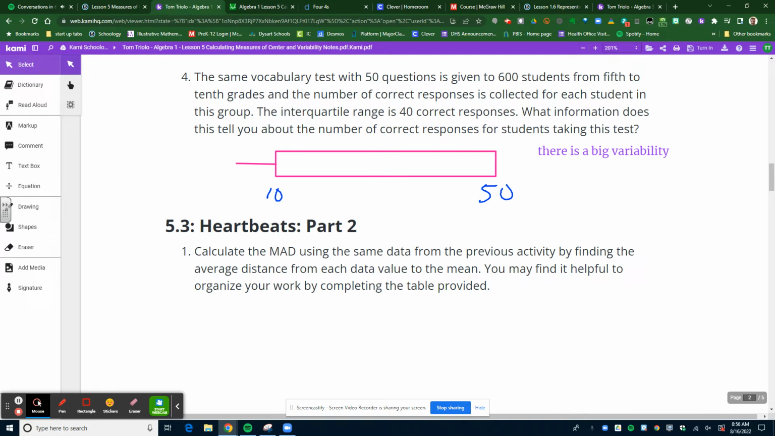MAD. MAD is not mad, so that doesn't mean I'm angry with you or math is angry with you. We're going to talk about what MAD is. MAD is an acronym. We'll talk about what that means in a minute.